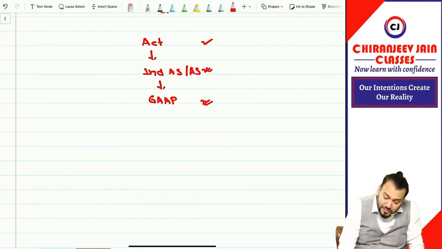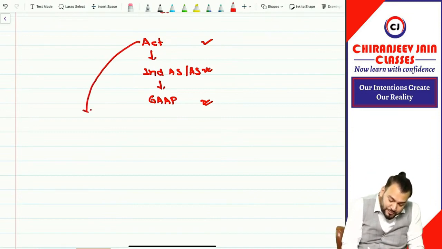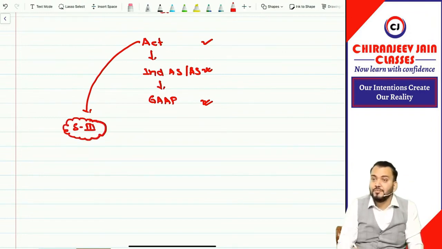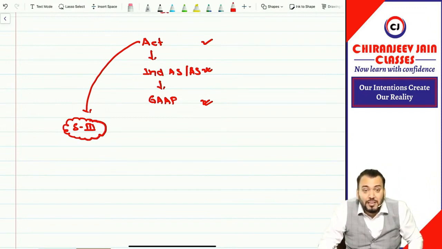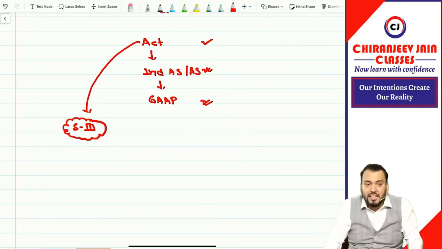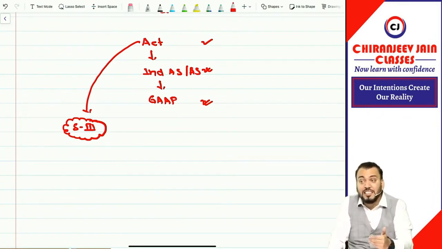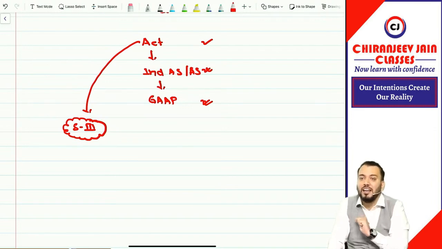When I am saying Act, the Act includes Schedule 3. Companies Act includes Schedule 3. So Schedule 3 is a part of the Companies Act. And we are preparing our balance sheet and statement of profit and loss as per the requirement of Schedule 3. So there may be some difference between the Schedule 3 requirement and Ind AS. There may be some difference, na? Yes or no?